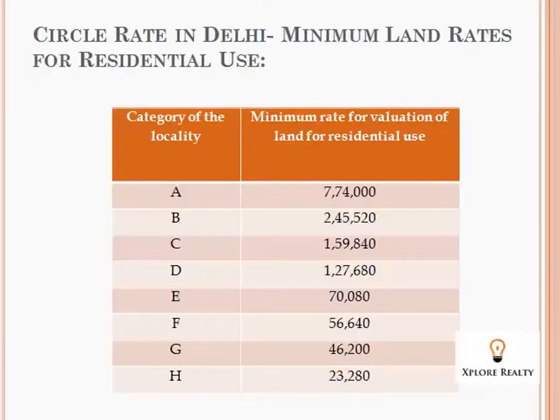Circle rate. Circle rate is a minimum rate decided by the government regarding a particular piece of land. As far as Delhi is concerned, Delhi is bifurcated into 8 categories ranging from A to H. Anand Niketan, Shanti Niketan, Sundarnagar, Vasant Vihar, West Bank lie in A category, whereas colonies like Greater Kailash, Defence Colony, Lodi Colony, Nizamuddin lie in B. Mostly villages and unauthorized colonies lie in G and H category.